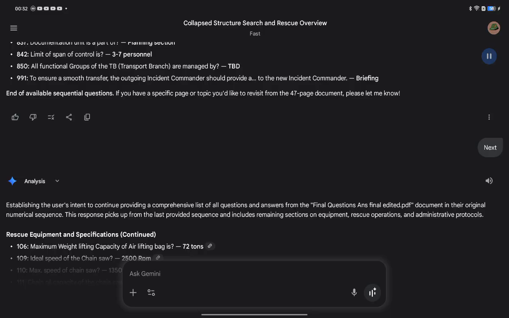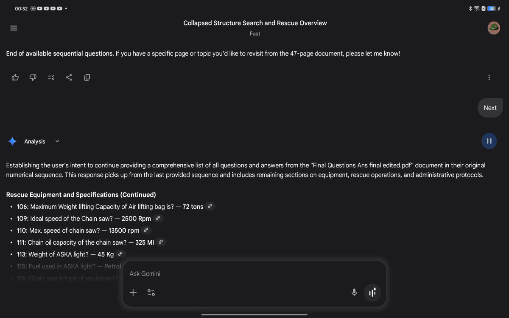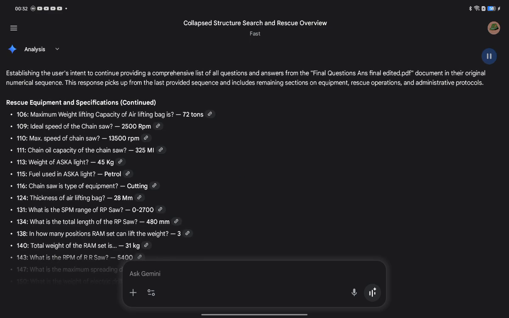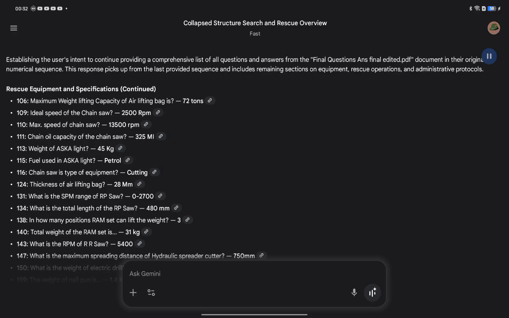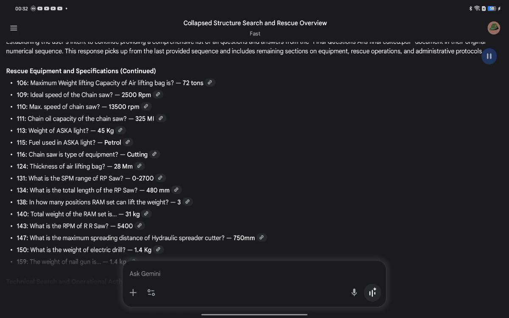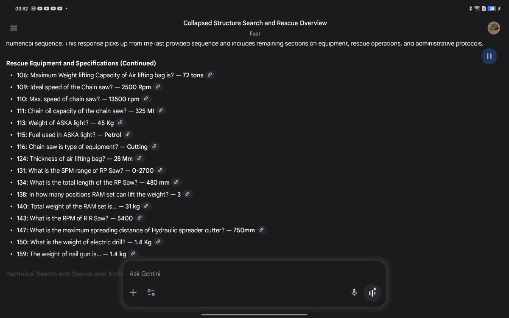991. To ensure a smooth transfer, establishing the user's intent to continue, providing a comprehensive list of all questions and answers from the final edited PDF document in their original numerical sequence. This response picks up from the last provided sequence and includes remaining sections on equipment, rescue operations, and administrative protocols.